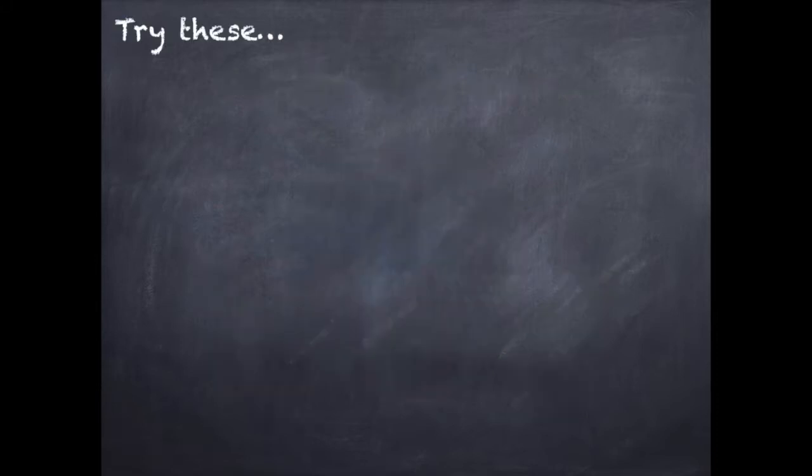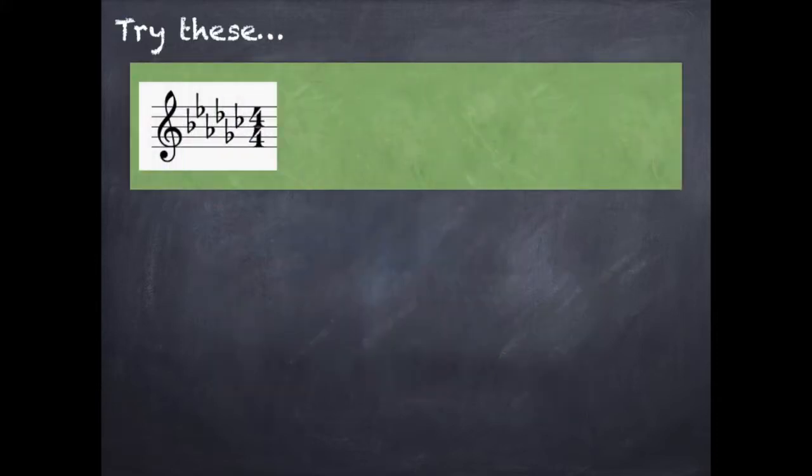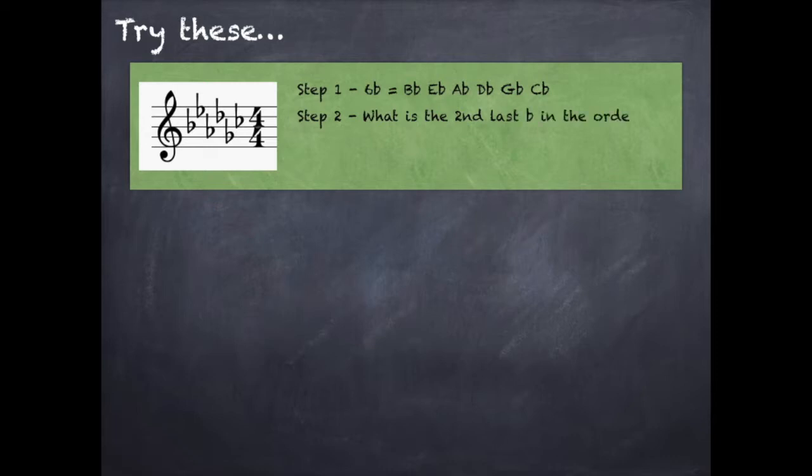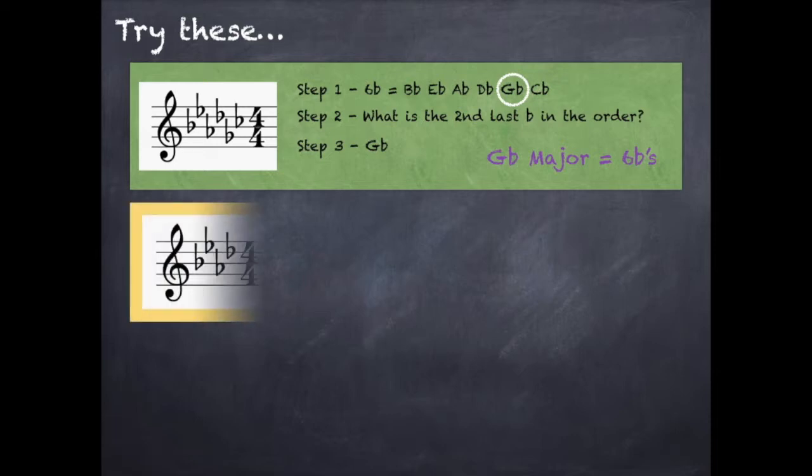See, it's that easy. Try these. So 6 flats. Step 1, the 6 flats are B flat, E flat, A flat, D flat, G flat, and C flat. Step 2, what is the second last flat in that order? So step 3, it's G flat. So the answer is G flat major. G flat major has 6 flats.